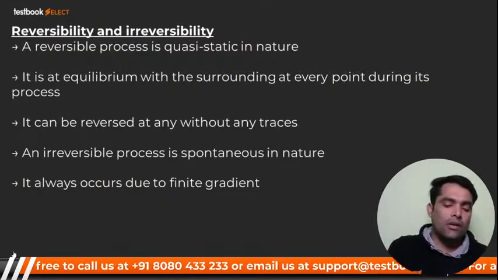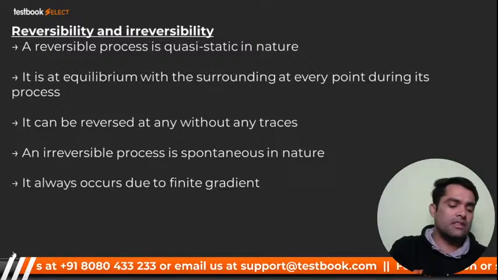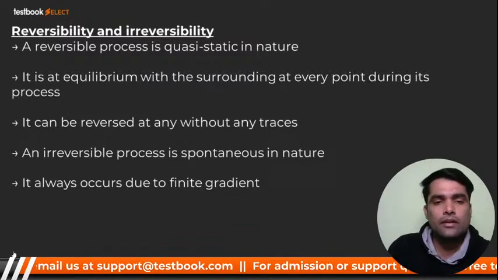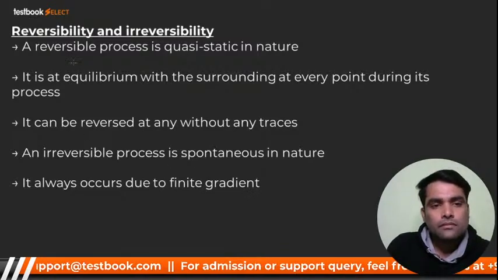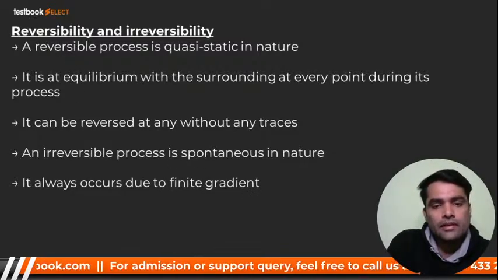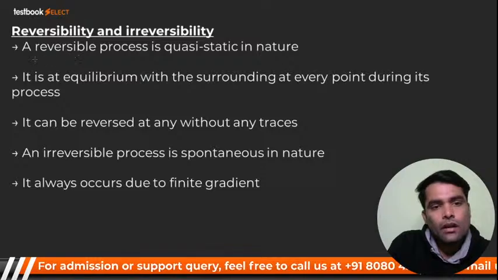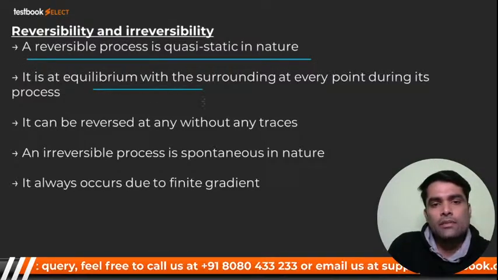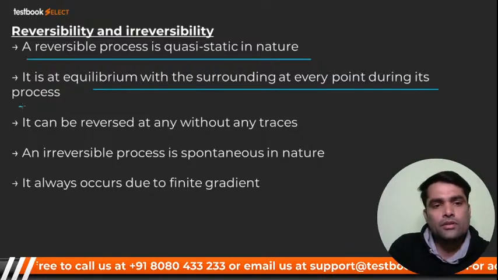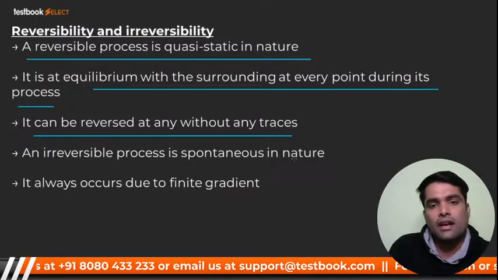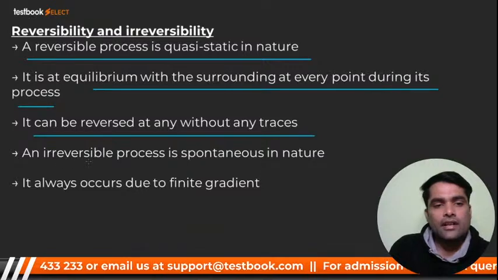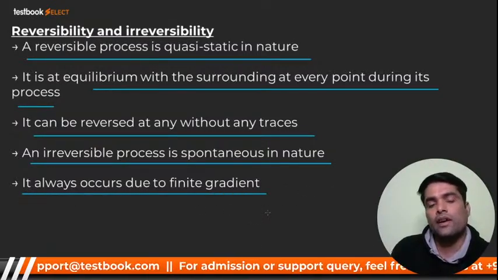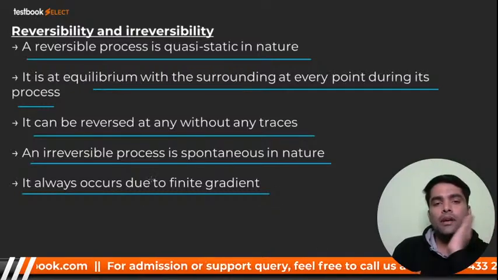Now my dear, we'll talk about reversibility and irreversibility. Once these things are over, definitely हम heat पे आएंगे, different work formulas पे आएंगे. You don't worry about it. Okay, see here. Reversibility पे देखते हैं. A reversible process is quasi-static in nature, right? So it is in equilibrium with the surrounding at every point during its process. It can be reversed at any point without any traces. An irreversible process is spontaneous in nature. It always occurs due to finite gradients. ये irreversible के बारे में बात होगी. Okay बच्चा.